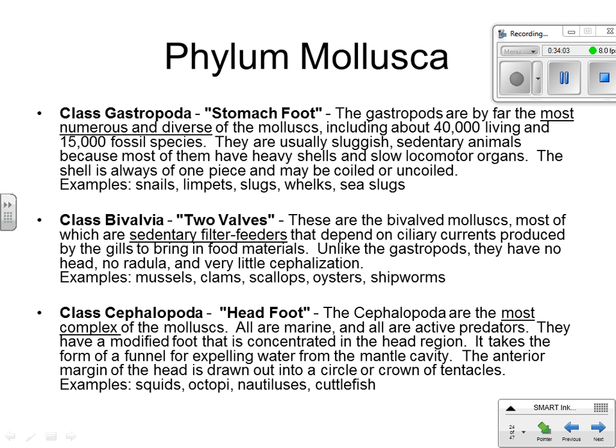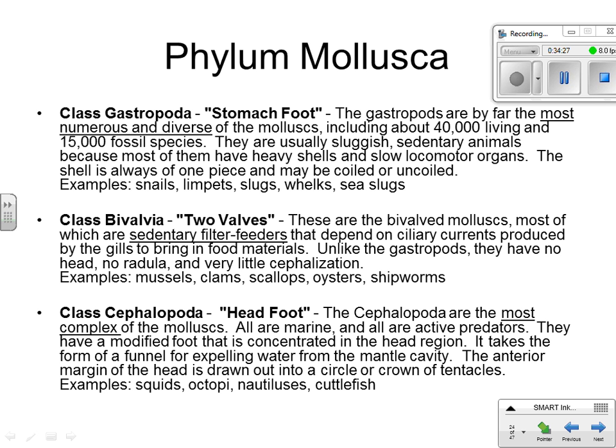Now notice here, they have no head. Think about a clam, there's no head in there. No radula, because they don't need to scrape plants, they're just filtering stuff. And very little cephalization, because there's no head. The radula is that little chainsaw-looking tongue that helps scrape food.